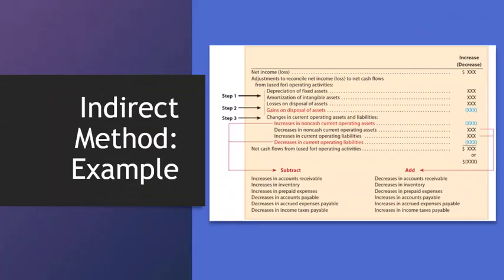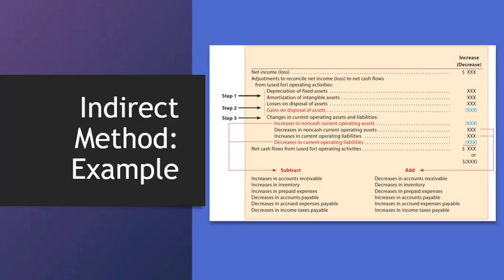All right. So this is a more detailed example of what it looks like when we use the indirect method on the operating section of the statement of cash flows. And you should be able to find this graphic in your book. Here they give a specific listing of things that are subtracted and added, okay? And I can tell you that it would be a lot to memorize.